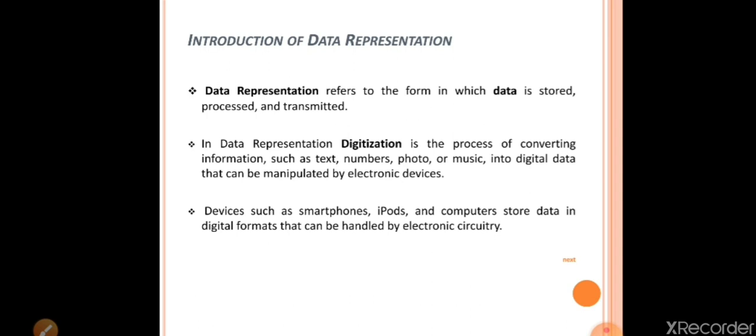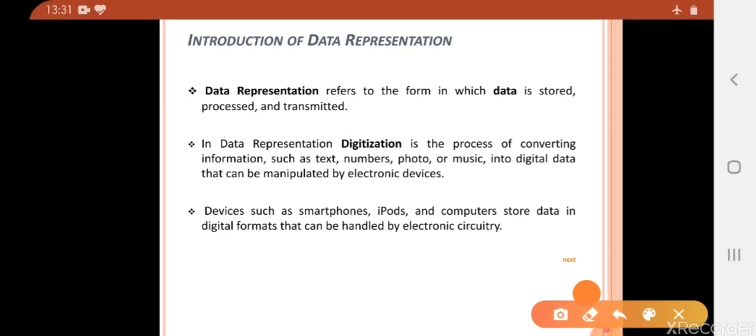In the second point, I told you about it. In data representation, digitization is the process of converting information such as text, numbers, photos, music into digital data that can be manipulated. So digitization is the process by which we convert our data into the required form. So this is the introduction of data representation.